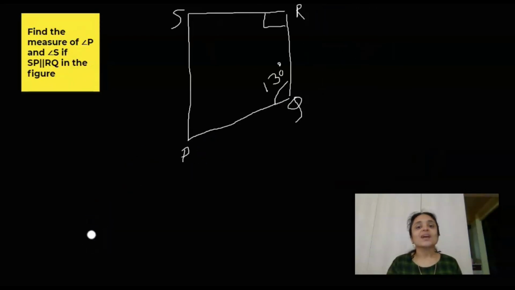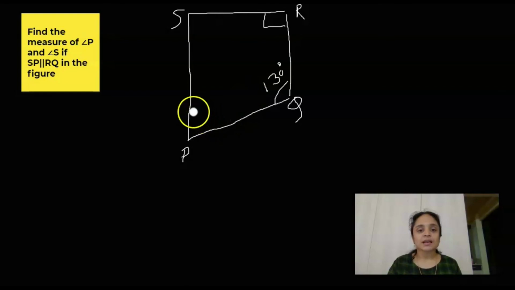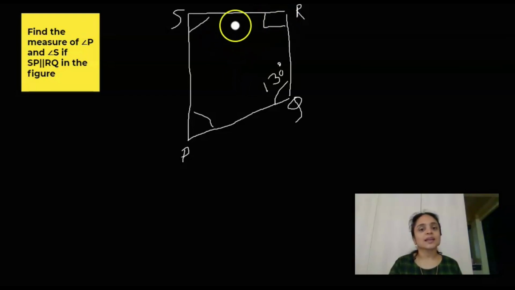Okay, next question is, find the measure of angle P and angle S if SP is parallel to RQ in the figure. This is a trapezium because these two sides are not parallel, but these sides are parallel. And in a trapezium, the sum of interior opposite angles is equal to 180 degrees. So this is 90, which means angle S is also equal to 90 degrees, and this will be equal to 180 minus 130, which is equal to 50 degrees. So angle P equal to 50 degrees and angle S equal to 90 degrees.